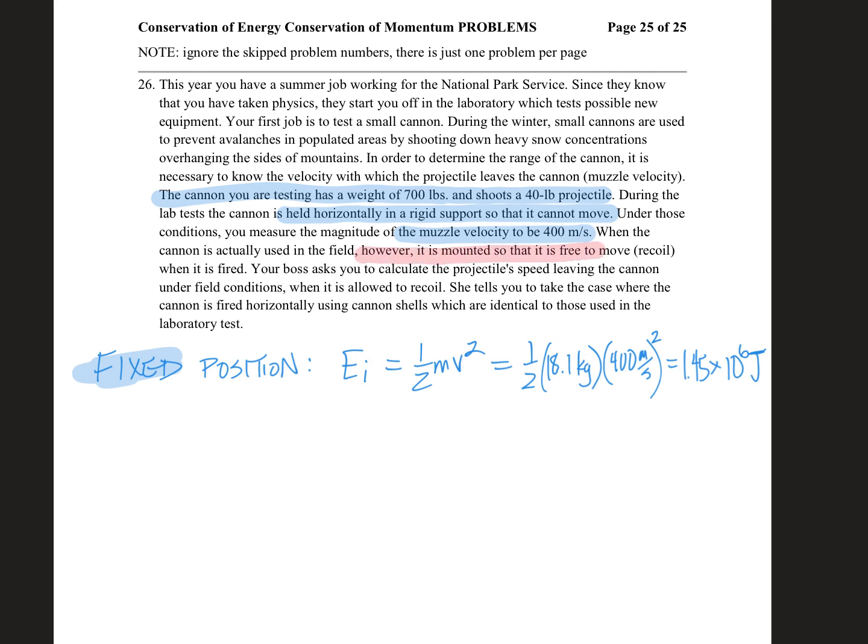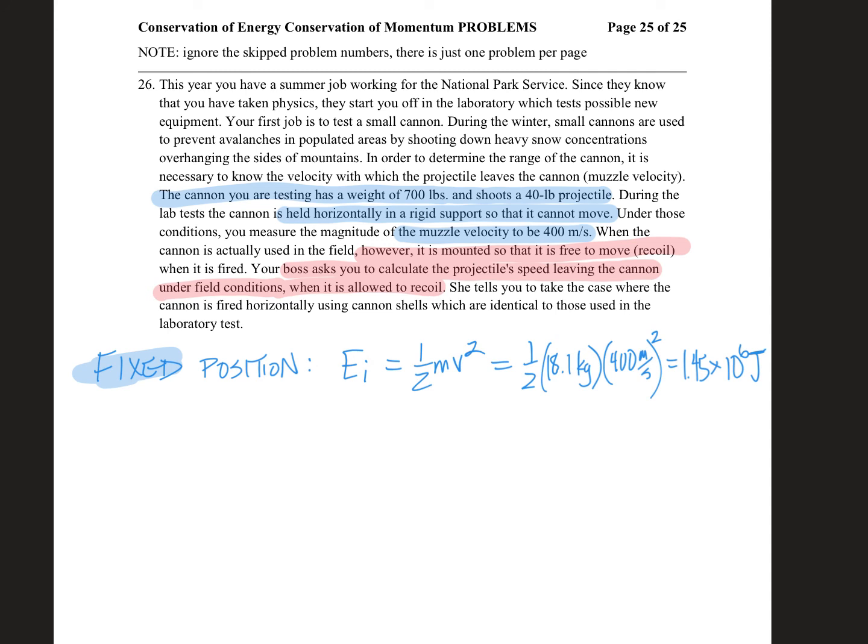However, if it's free to recoil, your boss asks you to calculate the projectile speed leaving the cannon under regular field conditions when it's allowed to recoil. And so she tells you to go out and fire it using cannon shells which are identical to the laboratory test.